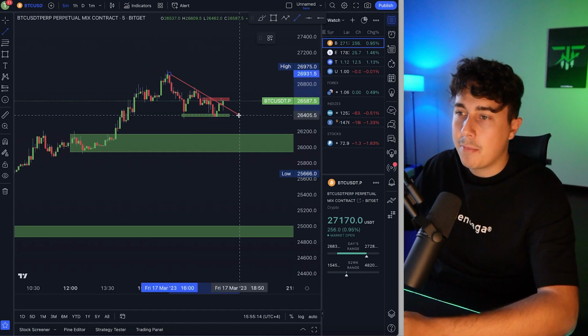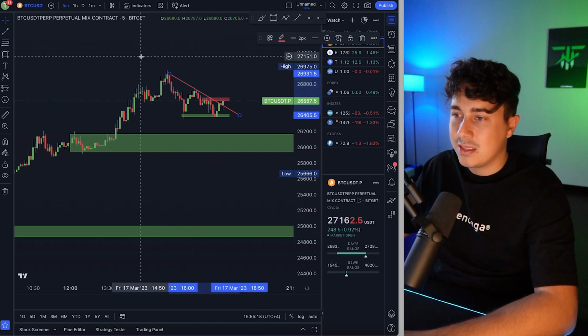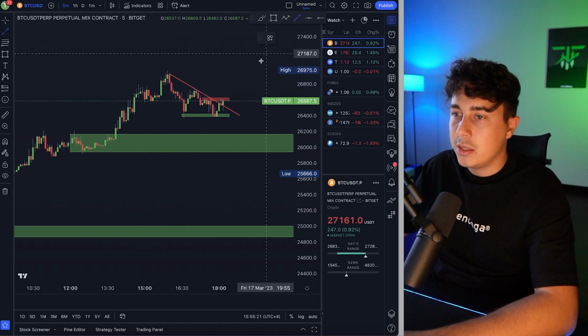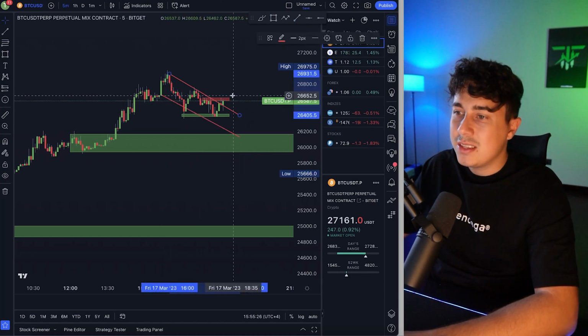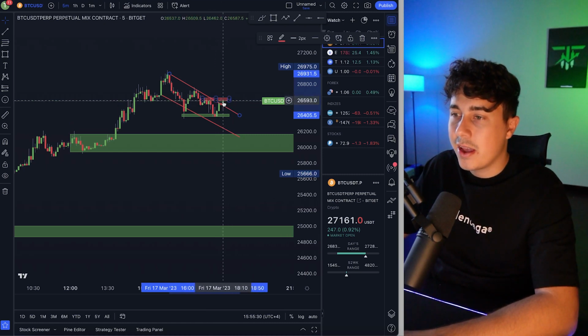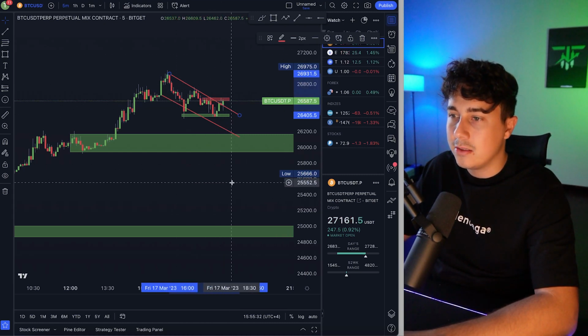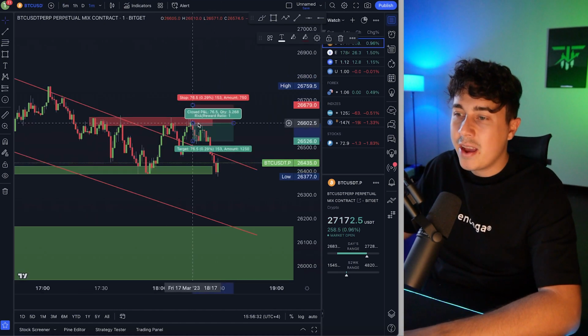If we focus, for example, on the situation right now, we see that we are building here this dynamic resistance, and next to this we are also building this dynamic support here. What is now very important is the candle here, because this candle gives us more information about the following situations.